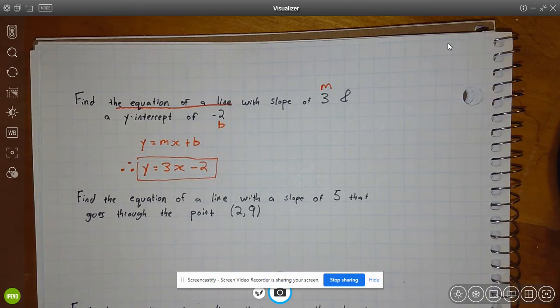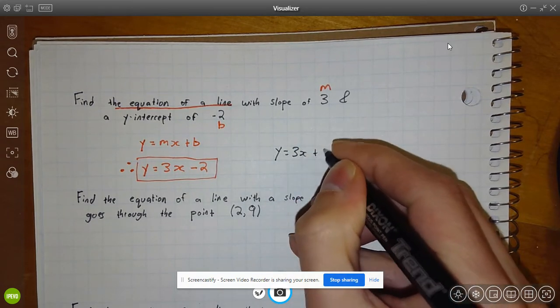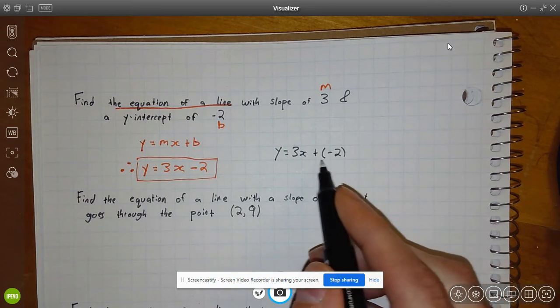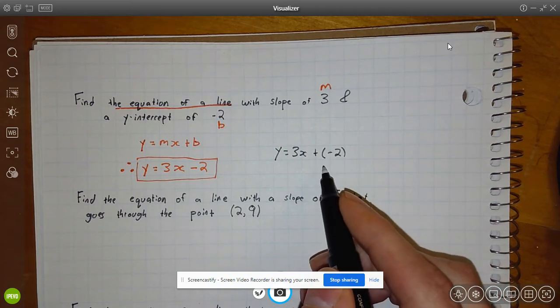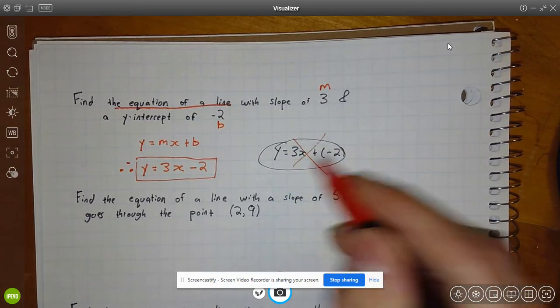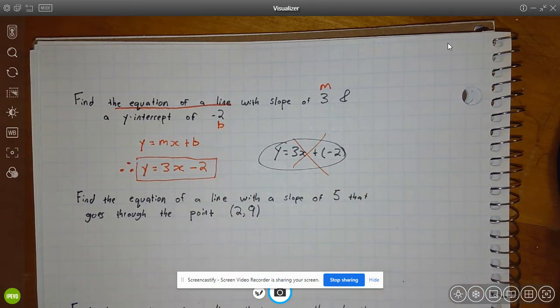One thing I don't want to see is I don't want to see you write y equals 3x plus minus 2. That's fine as kind of an intermediate step, but I never want to see two signs in a row because that's not fully simplified. So I'm going to just put an x through that. You're right. It is technically correct, I suppose, because b is -2, but I want you then to simplify that to just 3x minus 2.